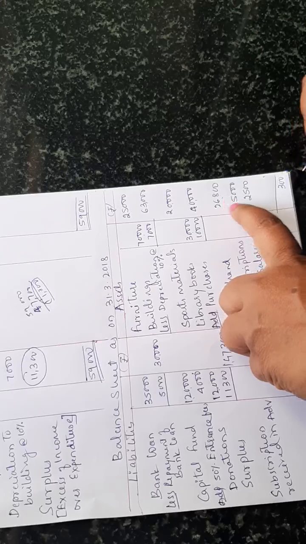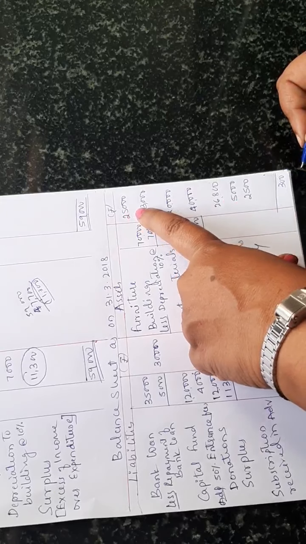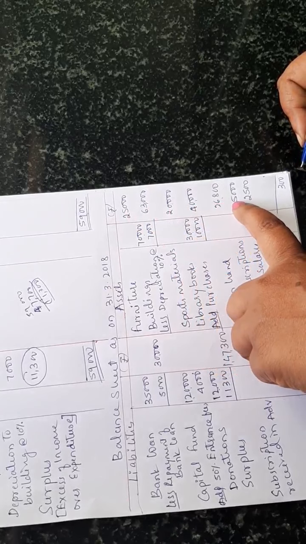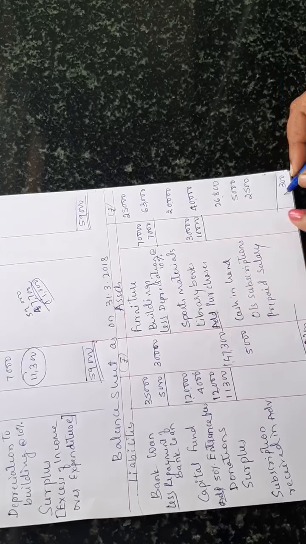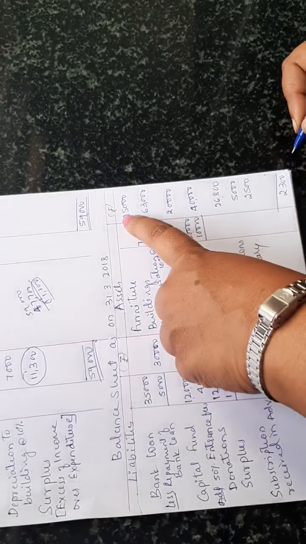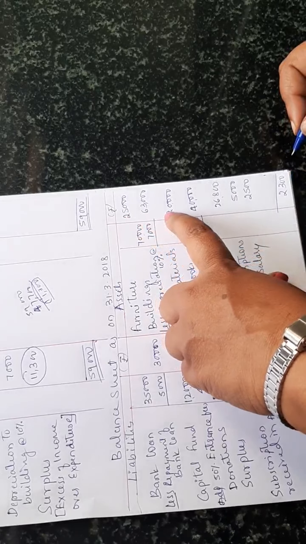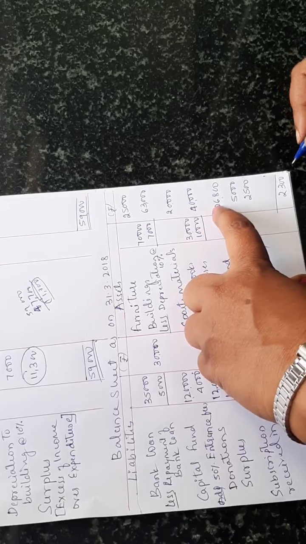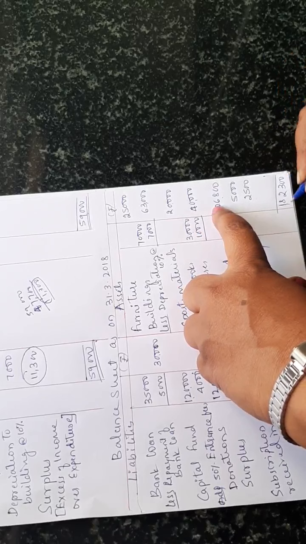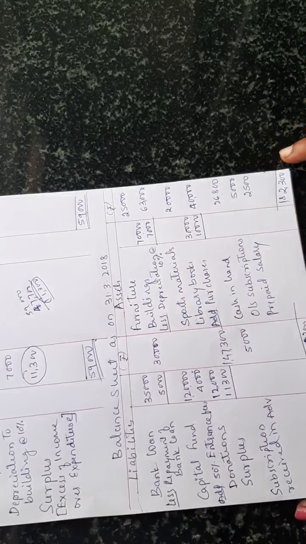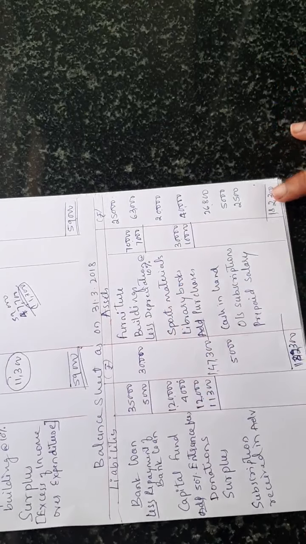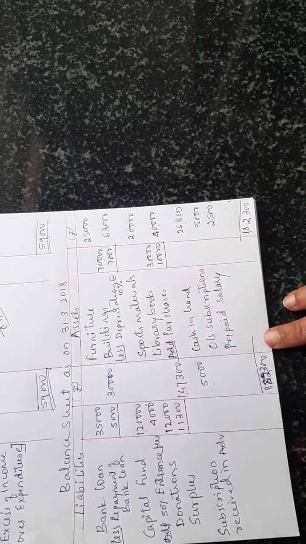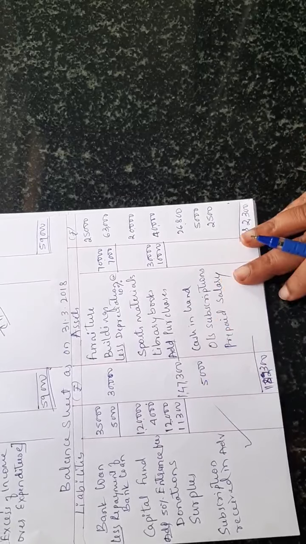13, one carry, 9, 14, 21, 22, 2 carry, 10, 12, 16, 18. Yes, 1,82,300. Here also 1,82,300, which means the problem is correct.